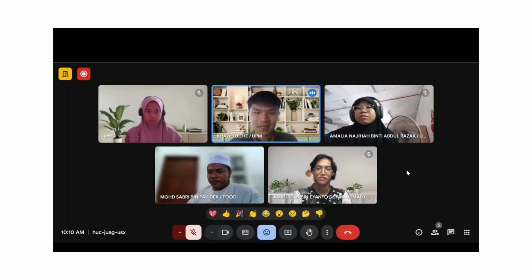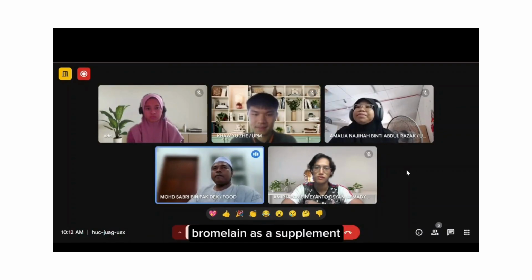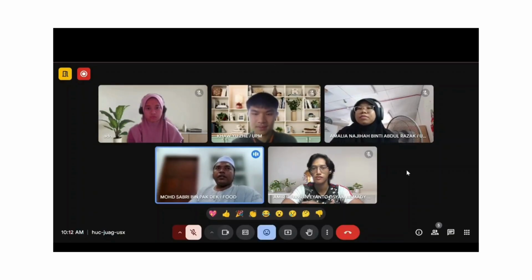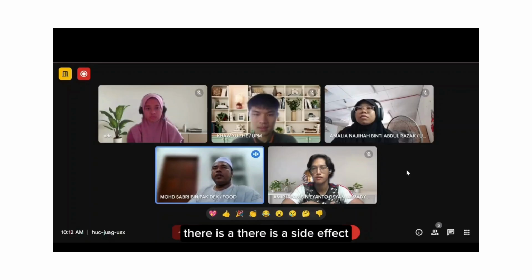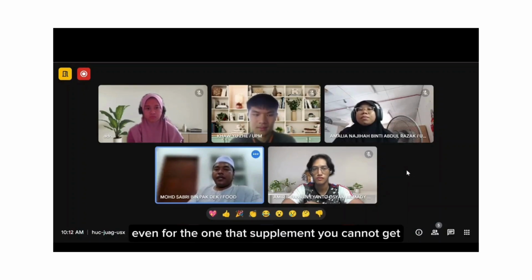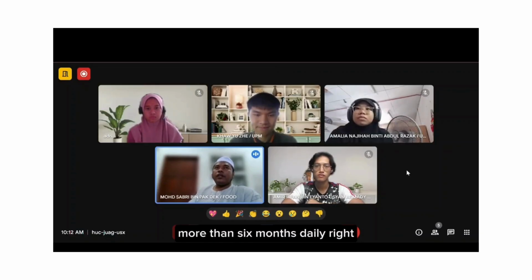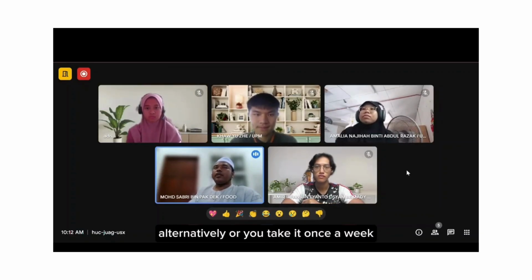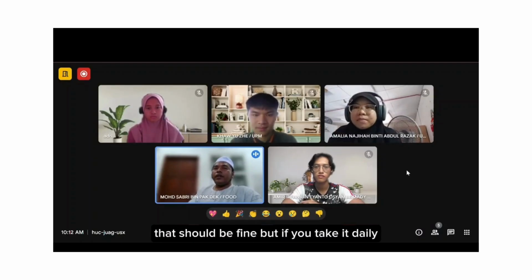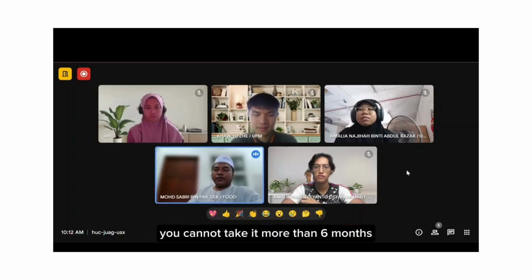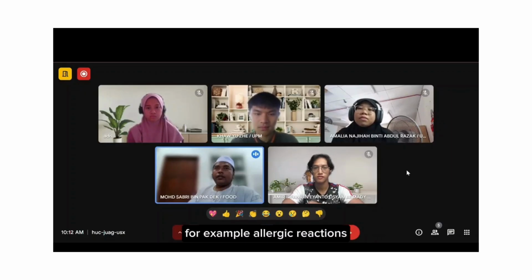Thank you, doctor. If someone wants to take enzyme bromelain as a supplement, how much should they be taking? There is a side effect if you take too much bromelain in your body. That's why even for the supplement, you cannot take it continuously, daily, for more than 6 months. But if you take it alternately or once a week, that should be fine. Taking it daily for more than 6 months will have side effects, for example, allergic reactions.